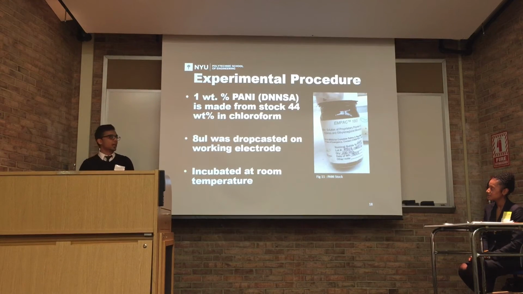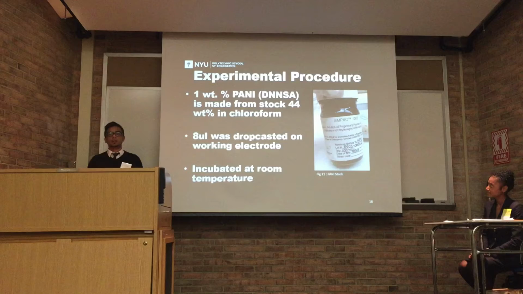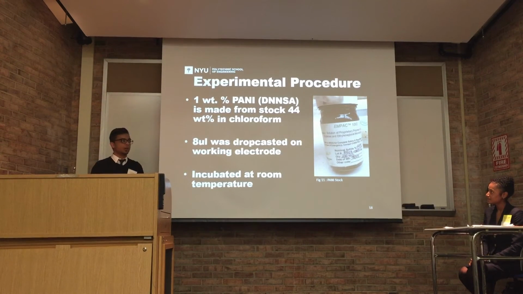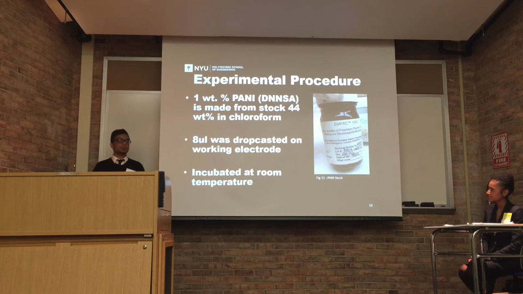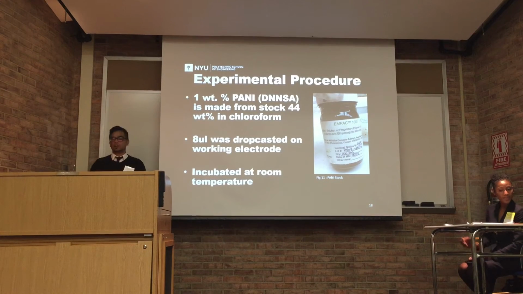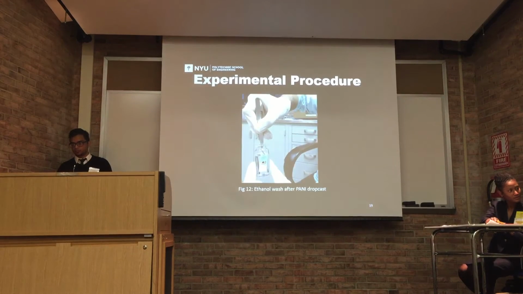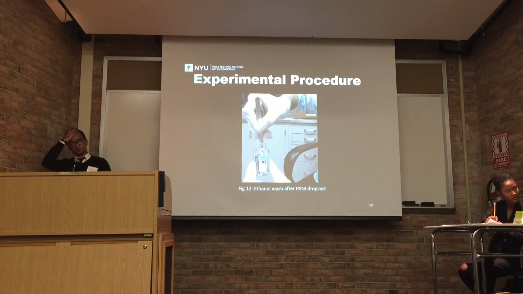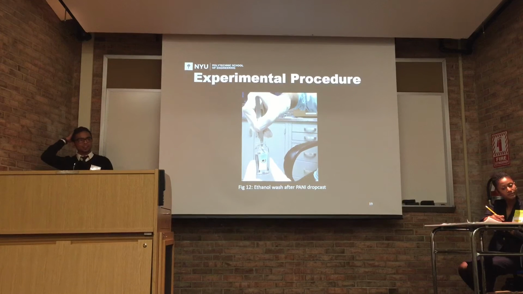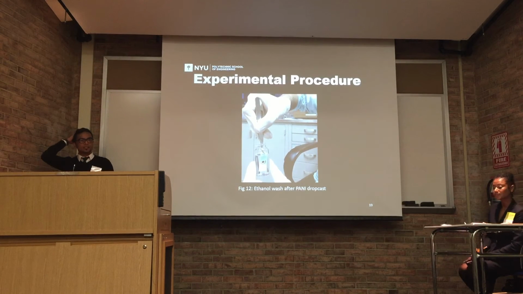And once we do that, we put 8 microliters on the working electrode and let it evaporate at room temperature. Since it's chloroform, it evaporates really fast, and once it evaporates, it creates a homogeneous layer of polyaniline at our working electrode surface.